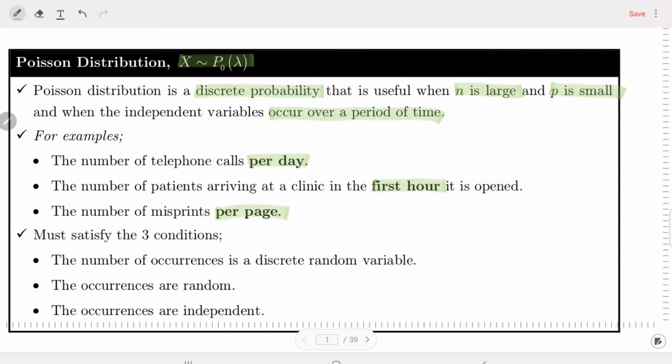It must satisfy the three conditions. The number of occurrences is a discrete random variable. The occurrences are random and independent.